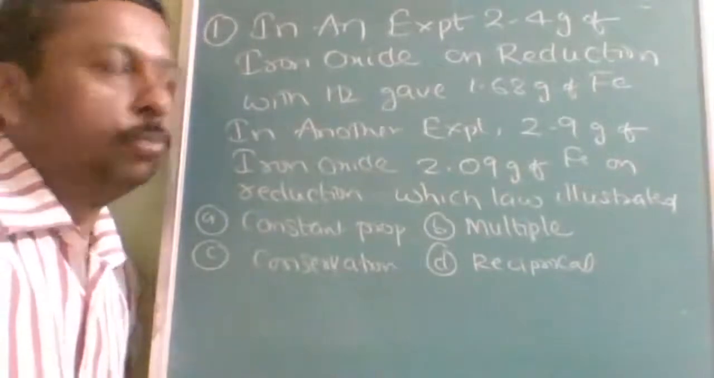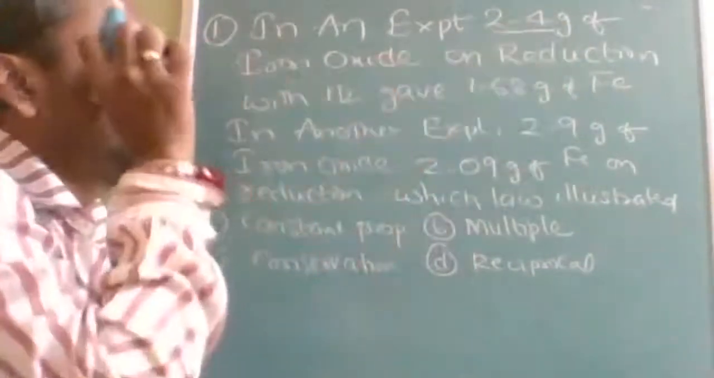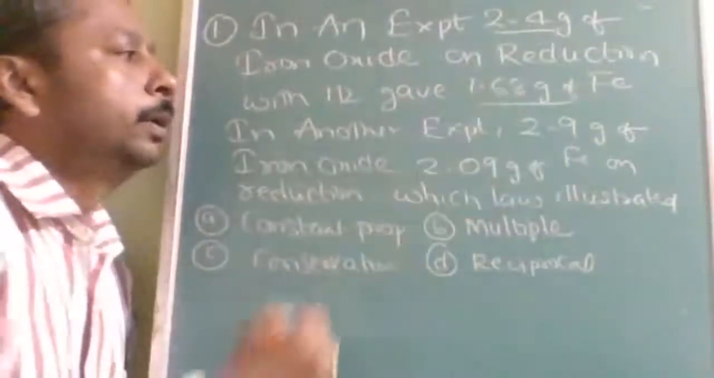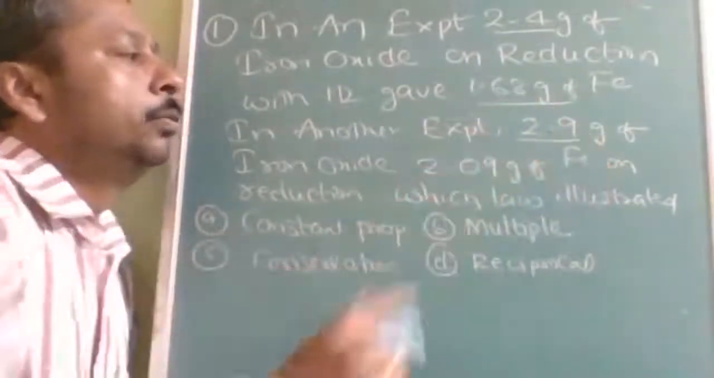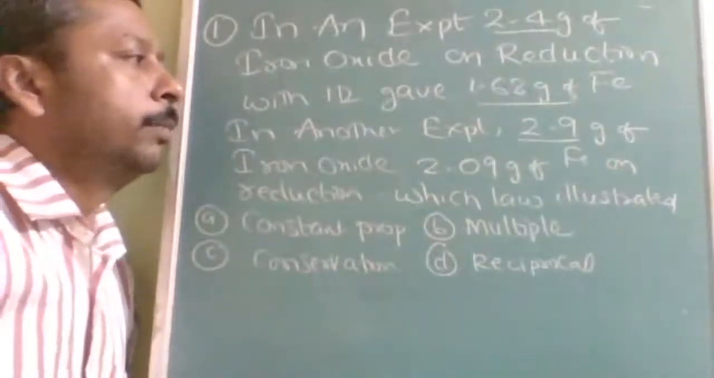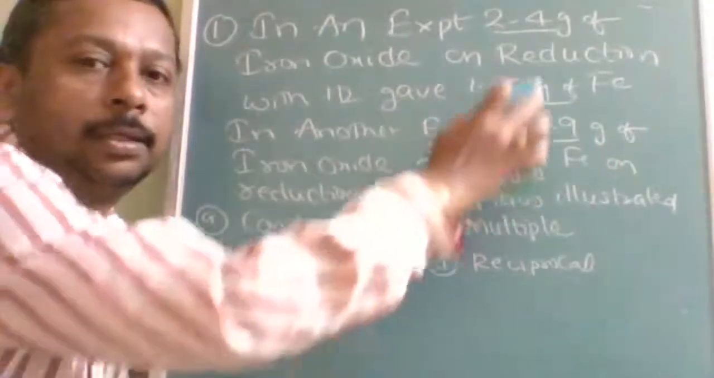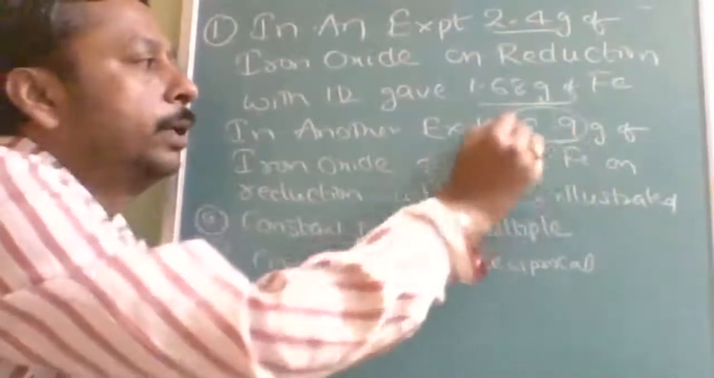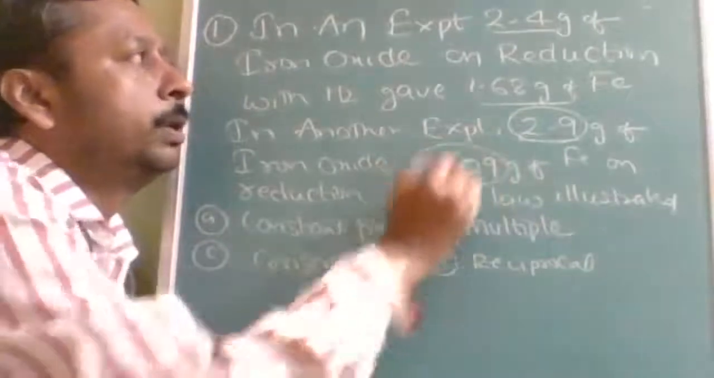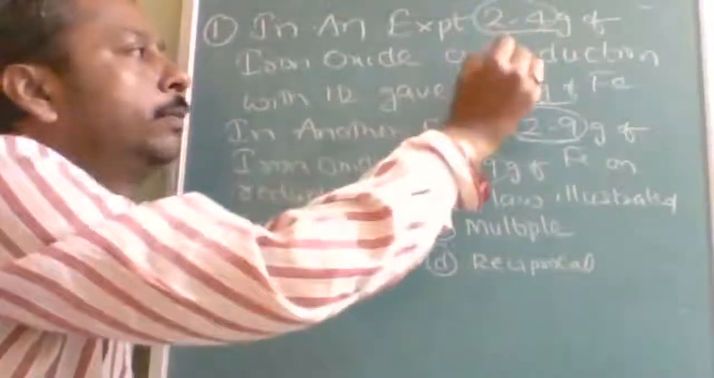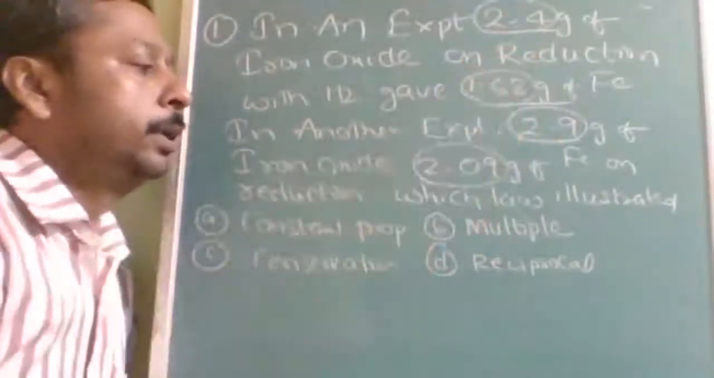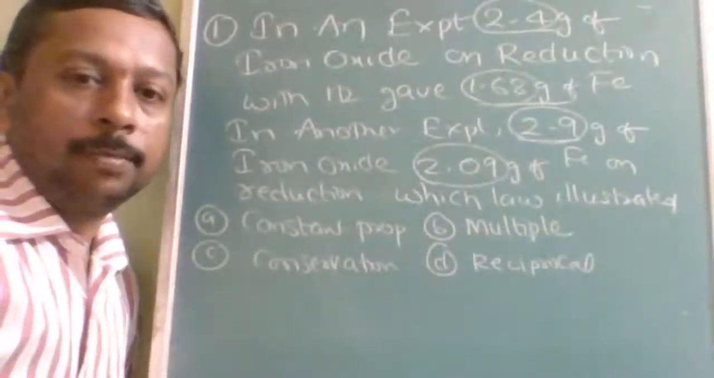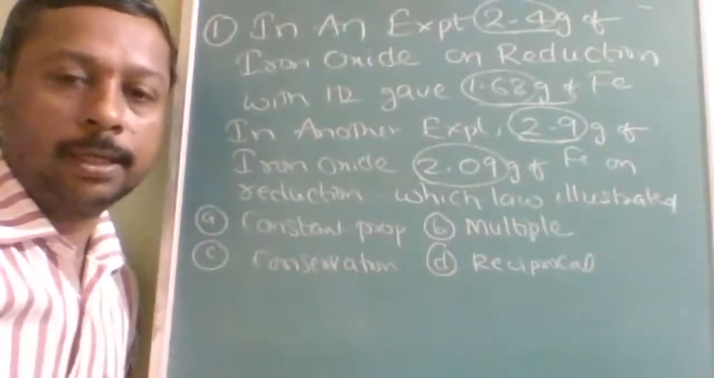In an experiment, 2.4 grams of iron oxide reduced with hydrogen to give this much of iron. Then in another experiment, 2.9 grams of iron oxide, but it is not confirmed that these two oxides are same or different. So second time when carried out, 2.9 gave 2.09. First time carried out, 2.4 gave 1.68. This is supporting which law? Constant proportion, multiple proportion, conservation, or reciprocal.